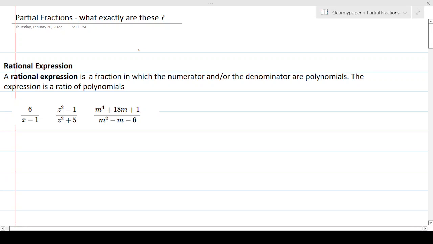In the last video, we understood what polynomials are, as a quick backdrop for understanding partial fractions. In this episode, we will try to understand what exactly partial fractions are and what we do when we're trying to solve problems related to partial fractions. So let's understand one of the important terms in this context, called rational expressions.